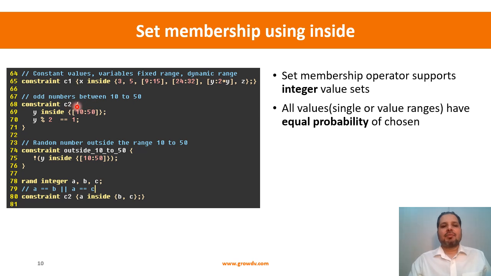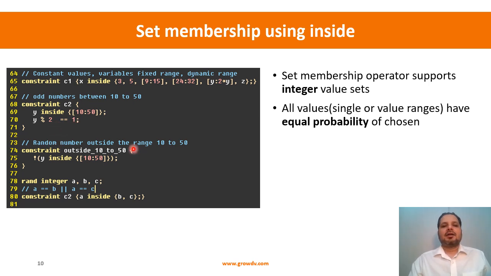The second example: you can actually combine multiple constraints on the same variable. I have a constraint block named C2, and I'm saying y inside, specifying a range. The problem we are trying to solve is to generate odd numbers between 10 and 50. So we say y inside the range, and then y modulo 2, if the remainder is equal to 1, then it's an odd number.